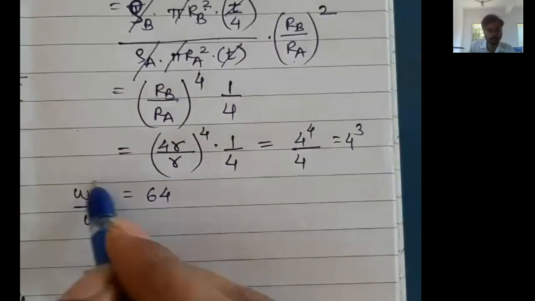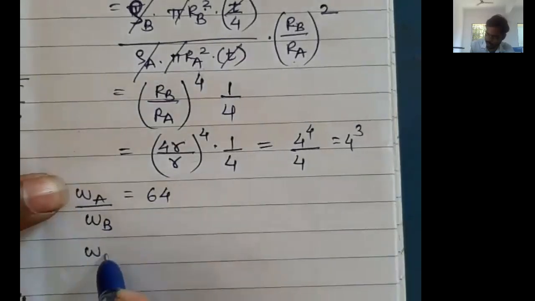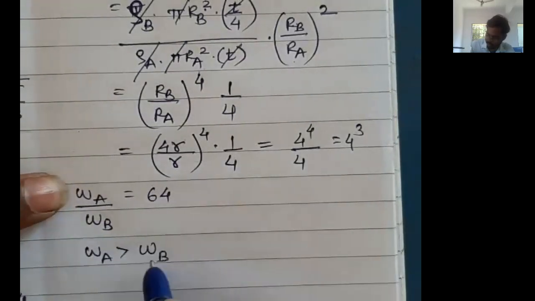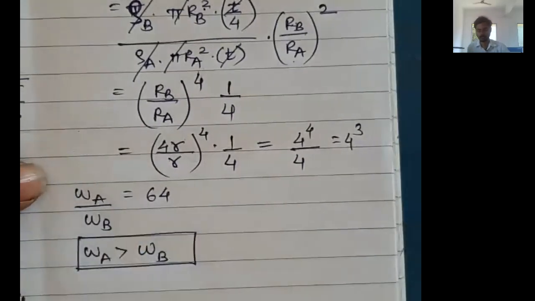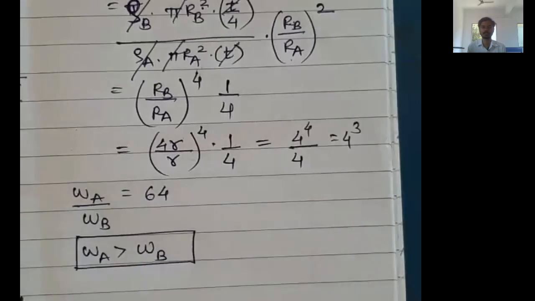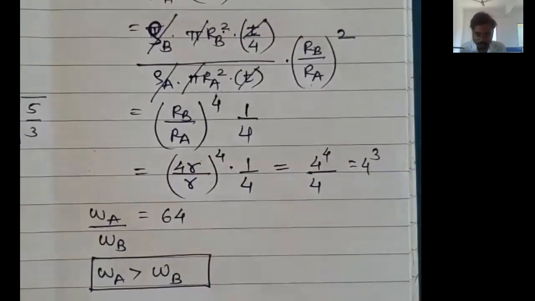This value is more than 1, which means the numerator is more than the denominator. Omega A is more than omega B, because this ratio is more than 1. Is this question clear to all of you? Write it down and let me know in the chat box. Clear and written. I am waiting for your response.